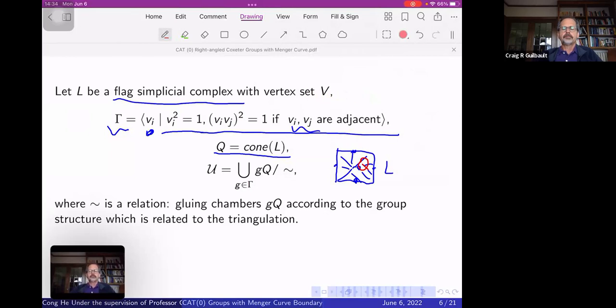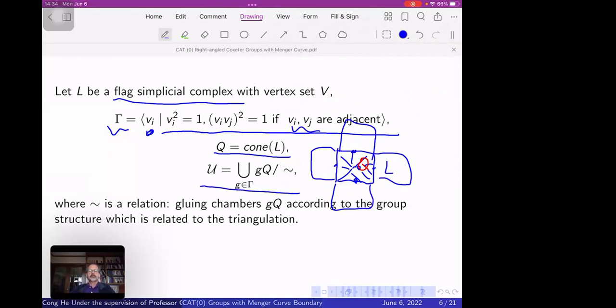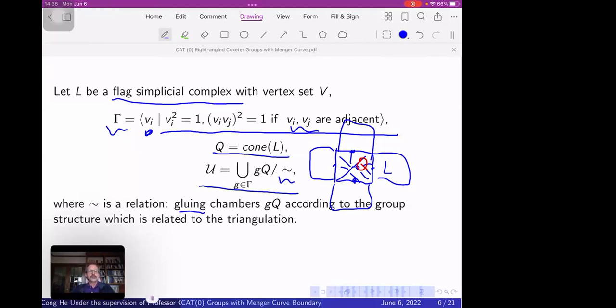And you can glue a lot of chambers to establish a Davis complex. Of course, I don't think I have time to explain the details of how we can glue all the chambers, but I would like to show you a one-dimensional model in the next slide. The relation is gluing chambers according to the group structure, which is related to the triangulation.